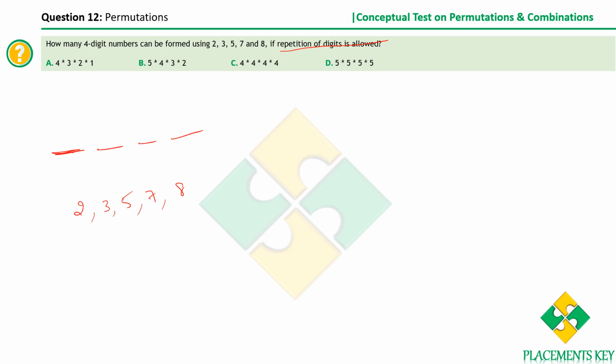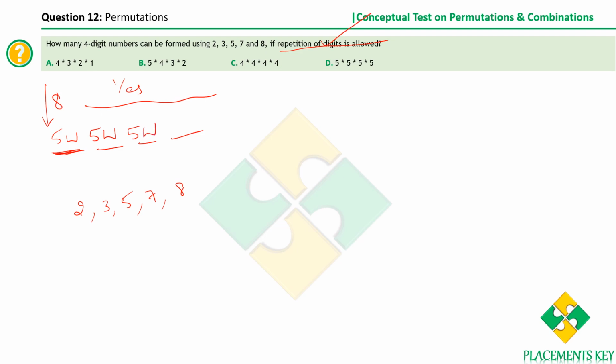Clearly the first blank can be filled in how many ways? 5 ways, yes. And the second blank can be filled in how many ways? This can also be filled in 5 ways. Why? Let's assume 8 has come here in this position. Now can 8 come again here? Yes, it can come because repetition is allowed. So the second blank can also be filled in 5 ways.